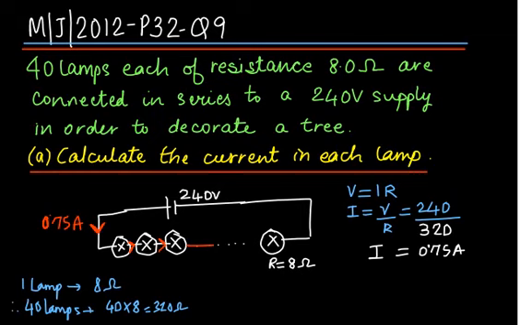Similarly, even the 40th lamp is going to get the current which is equal to 0.75 amps. What comes out of the 40th lamp is also 0.75 amps. This is what I mean when I say the current is the same in the entire circuit. Okay, now we have answered this part of the question. Now let's move ahead.